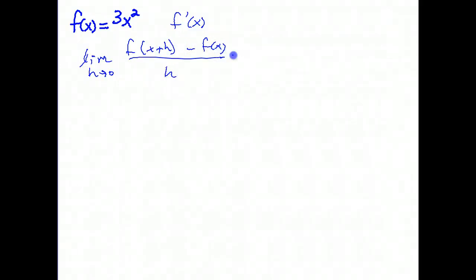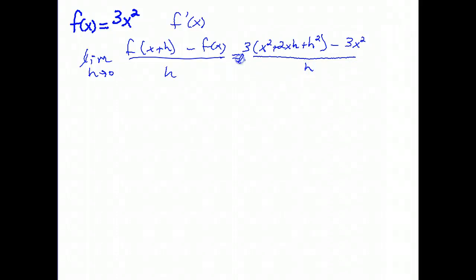Okay, so we can plug this in. When we put x plus h into x squared, we have to expand the binomial x plus h, and so we're going to get 3 times the quantity x squared plus 2xh plus h squared, and then we're going to subtract the entire 3x squared, and all of that is going to be over h. And let's not forget to take the limit of that as h approaches 0.